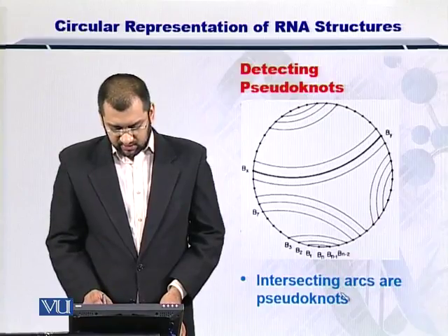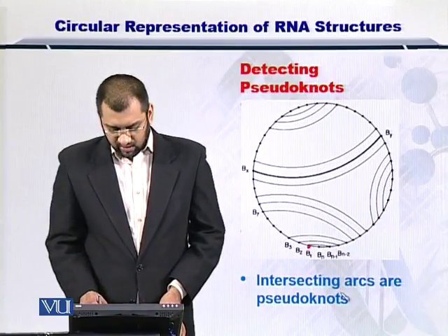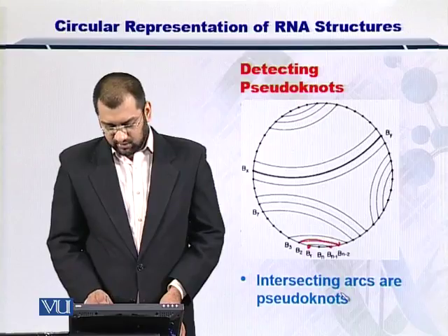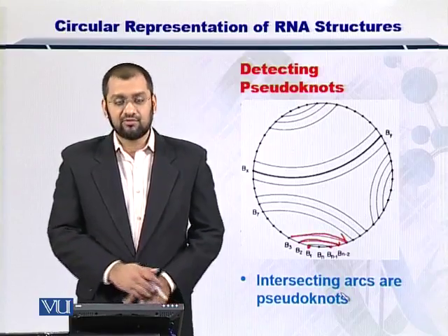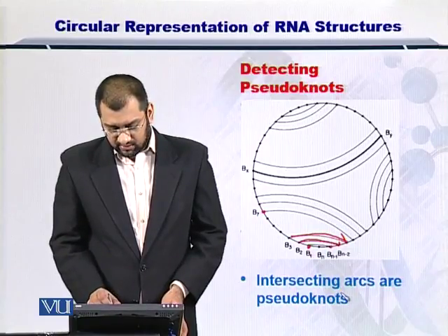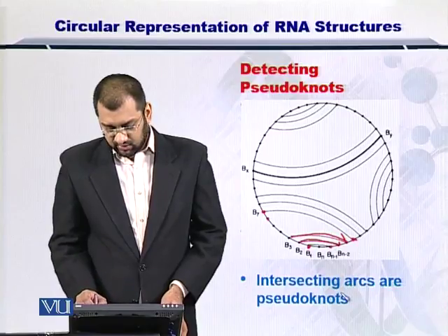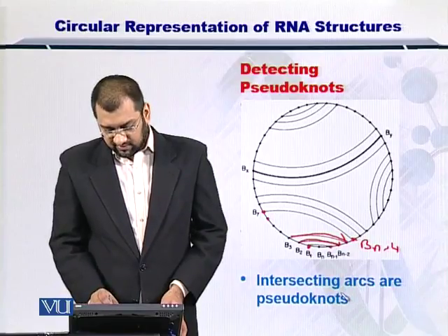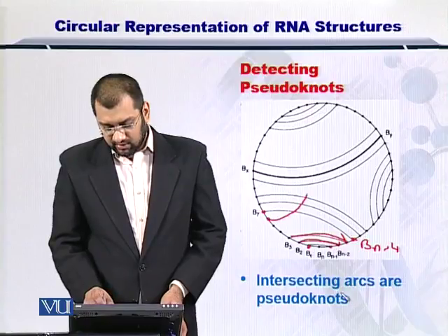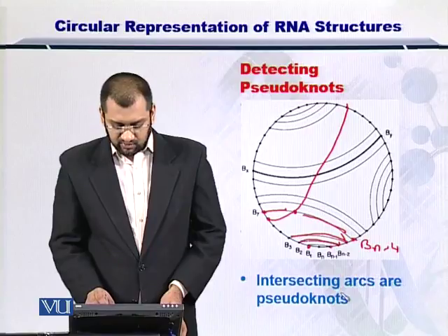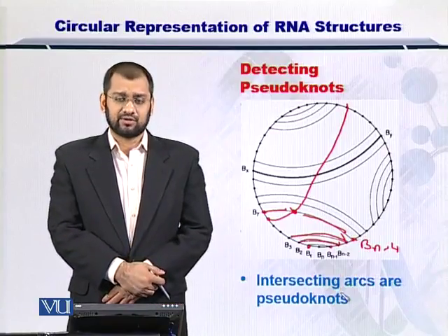So as I just made the diagram for you, B1 has an arc to Bn-1, B2 has an arc to Bn-2, B3 has an arc to Bn-3. However, if B7 were to have an arc from B7 to Bn minus 4, and B6 were to have an arc that was intersecting the arc going from B7 till Bn minus 4, then this intersection would represent a pseudoknot.